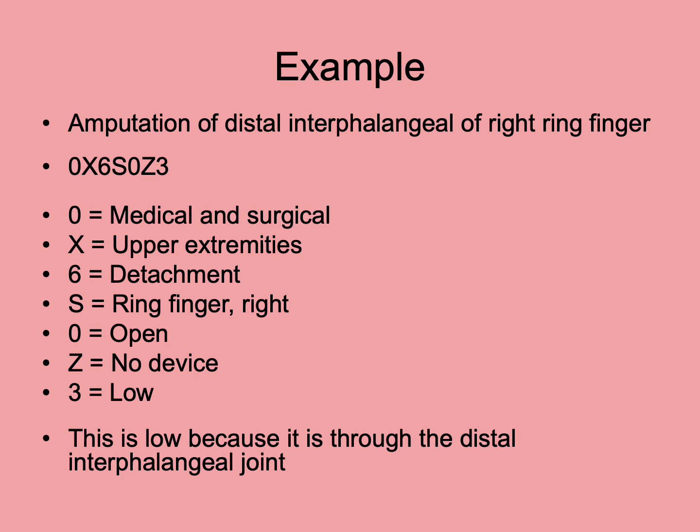Amputation of distal interphalangeal of right ring finger, 0X6S0Z3 rather. Okay, so these we know for sure. We know it's open. We know it's no device. So ring finger, right, and low. This is low because it's through the distal interphalangeal joint. So the tip of the right finger is amputated.